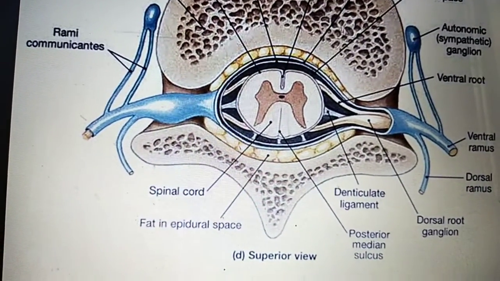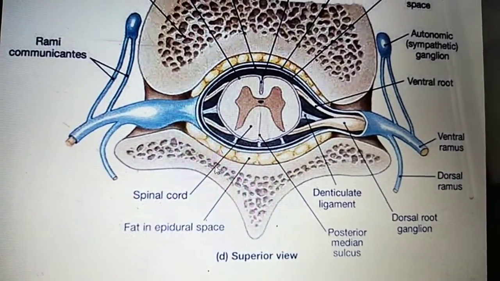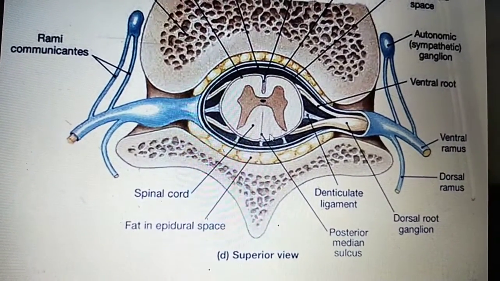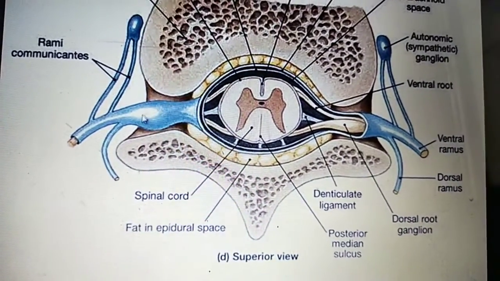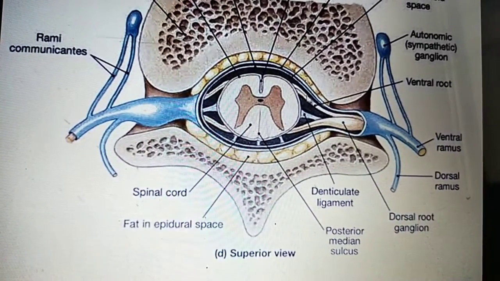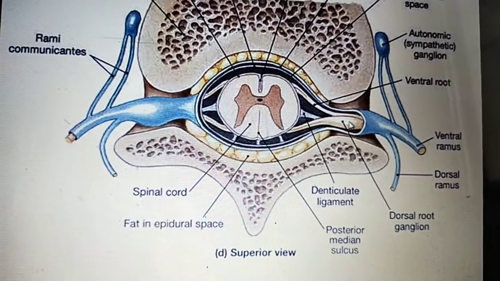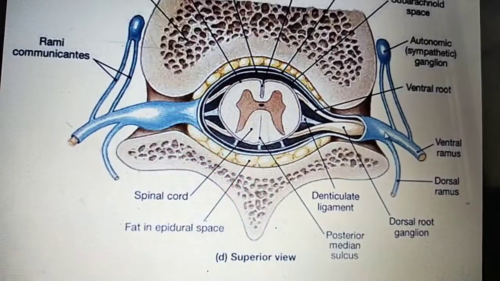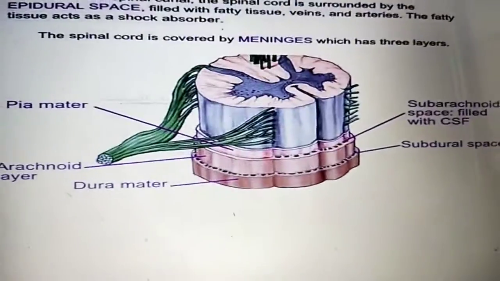This is the body of the vertebral column. These are the arches or processes of the vertebral column, and in between you can see the dura mater. And these are the nerves: this is the ventral root, and this is the dorsal root, which join and form the dorsal root ganglion and continue as the spinal nerves. Okay, you can go for the next slide.